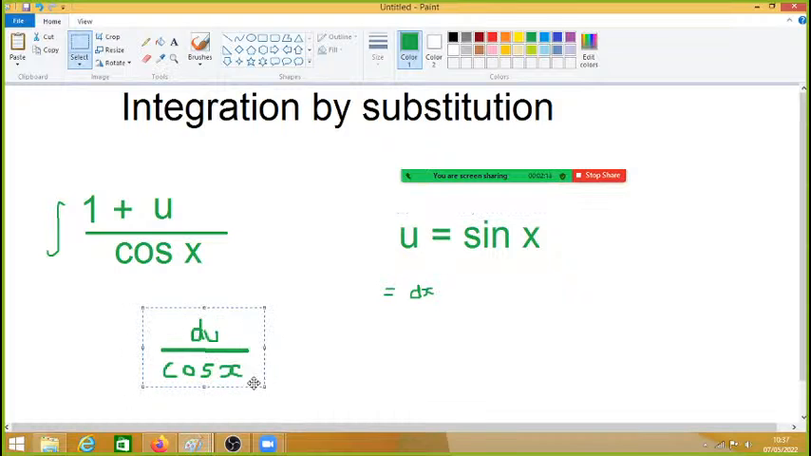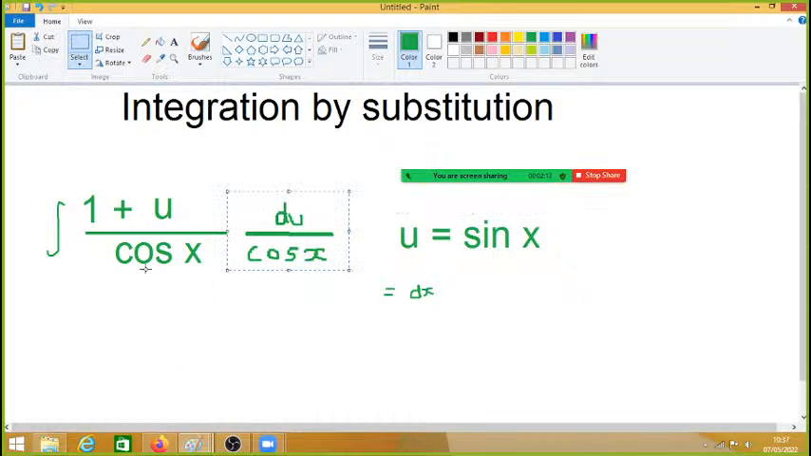And then what you have is cos x at the bottom times another cos x. So that can be cos x squared. So the cos x times the cos x, that's just cos squared x. So that will make it much simpler. Then there's nothing dividing on the bottom there, so I can get rid of that divide line. So now I've just got 1 plus u over cos squared x du. So although cos x was a bit difficult to get rid of, cos squared x will be easier.